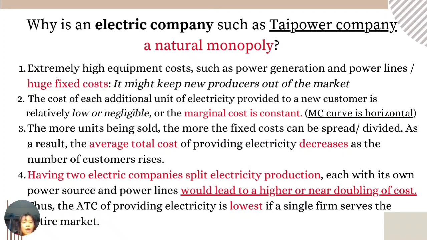And the fourth one is that having two electric companies split electricity production, each with its own power source and power lines, will lead to a near doubling of costs. This is due to the fact that if two electric companies run together, each of them is going to have their own power source and power lines, and this will cause doubling costs in the market. Thus, the ATC of providing electricity is lowest if a single firm serves the entire market.